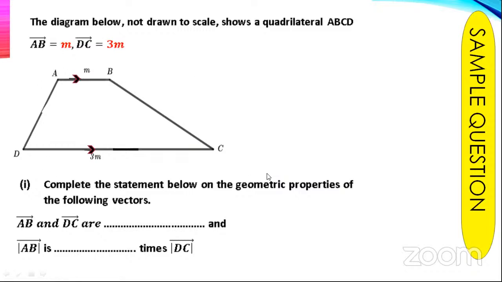So these are the questions we're asking. Complete the statement below on the geometric properties of the following vector. So what can we say? The vector AB and DC are, and when you say what it is, you have to tell us why. And then we're going to also talk about the second one, but I want to hear your response to the first one.